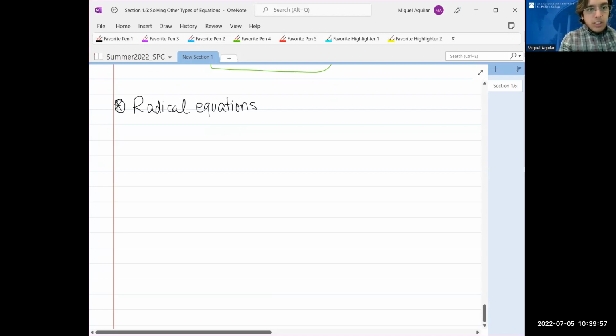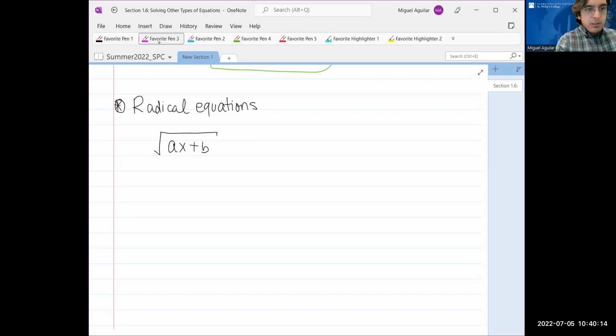Now, a radical expression looks something like this, say the square root of ax plus b, right? Just some stuff trapped underneath the square root. Usually we have equations that are just square roots, but sometimes that's going to be an nth root, so it could be a cube root. This is a radical expression.